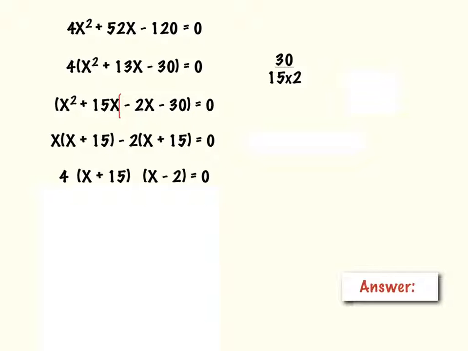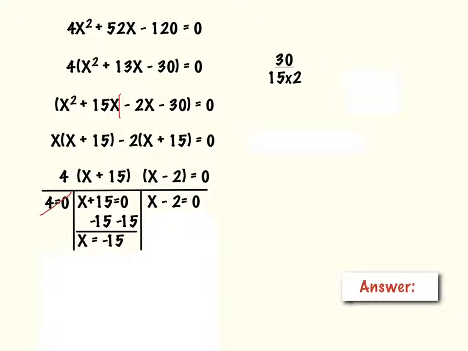Now that my trinomial is completely factored, I can set each piece equal to 0. So 4 is equal to 0, x plus 15 is equal to 0, and x minus 2 is equal to 0. On the left, 4 cannot equal 0, so we're going to reject that. In the middle, in order to get x by itself, we need to subtract 15 on both sides, leaving us with x equals negative 15. However, we know that negative 15 cannot be a length or width because measurements cannot be negative, so we're going to reject that one again.